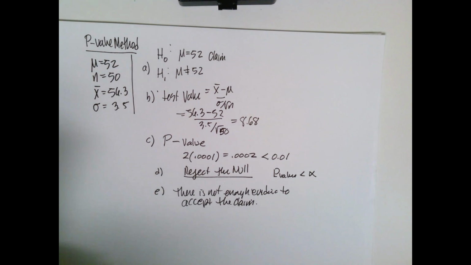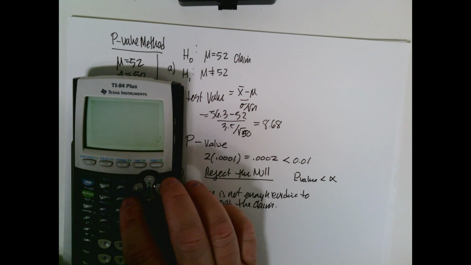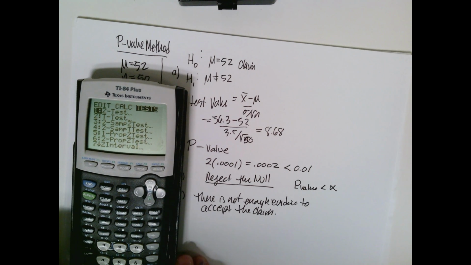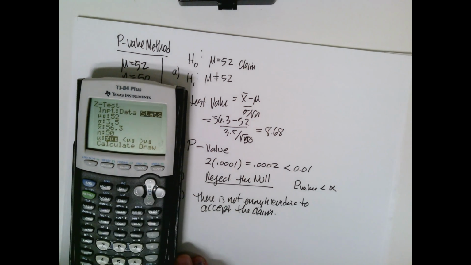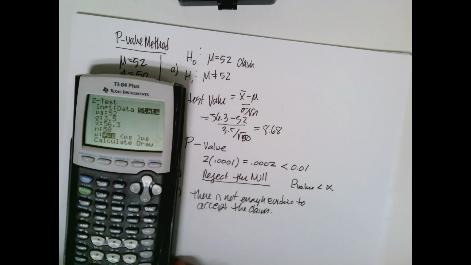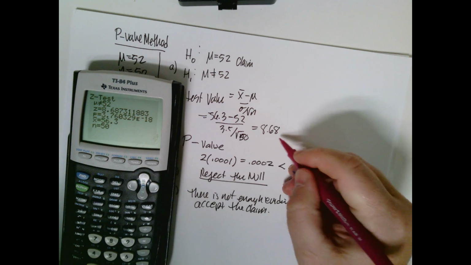Alright, if we wanted to do this on our calculator, because this will do the p-value method, hit stat, test, and because this is a z-test, because we know sigma, we go to this one right here. Now we put in statistics because it's not about data. You put in your mean, which I've already done, standard deviation of the population, mean of the sample, how many in the sample, and then you pick your alternate hypothesis and you hit calculate, and you'll notice that it gives you the test value of 8.68, which is what we got.